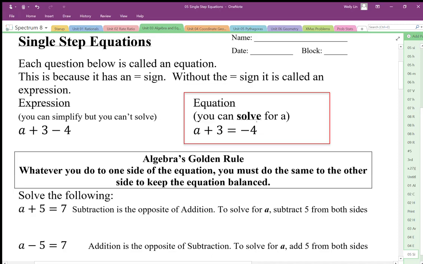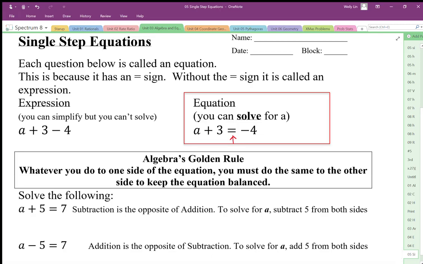Here you have an equation, a plus 3 equals. Okay, because it's an equals, that gives you an indication that this is an equation and you might be able to solve for a, and in this case, we can solve for a. So lastly, we were just dealing with equation inequality.